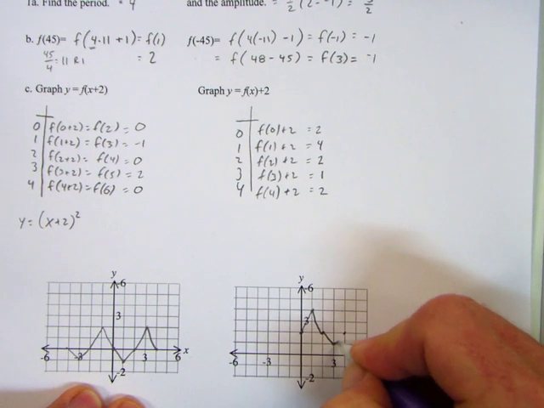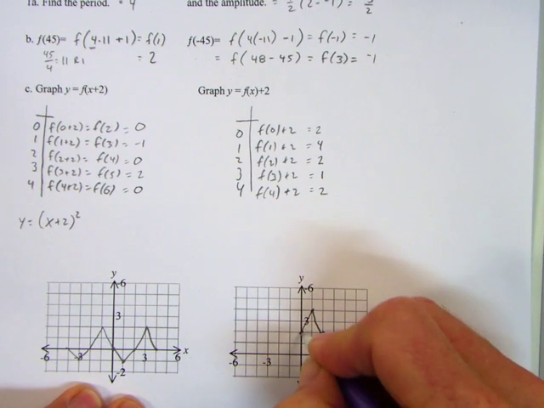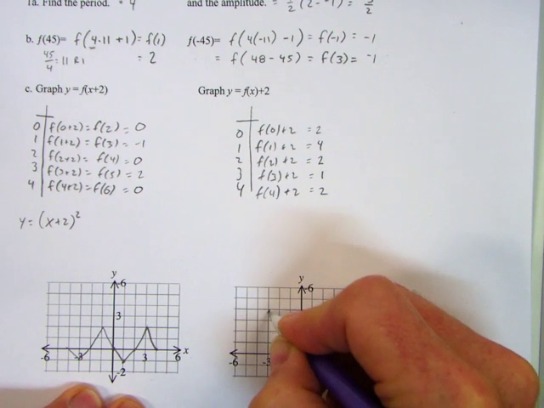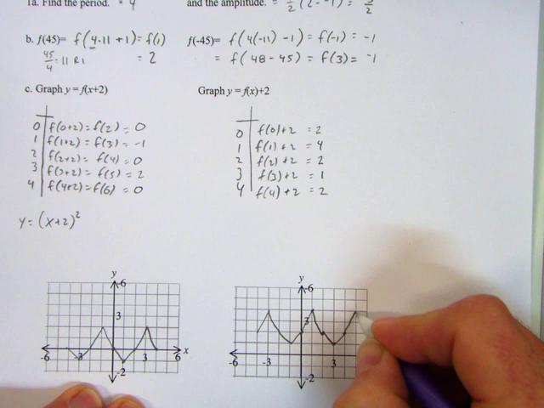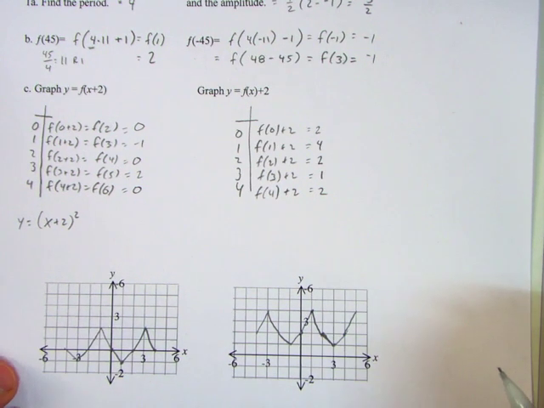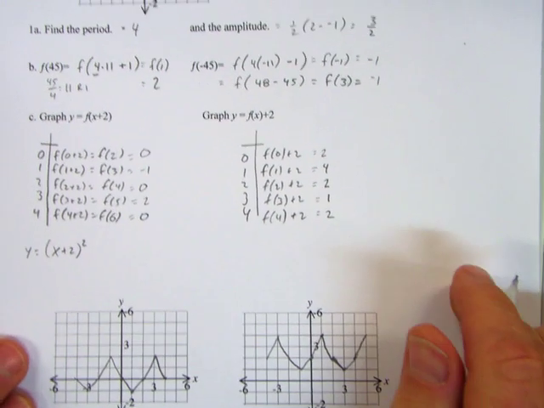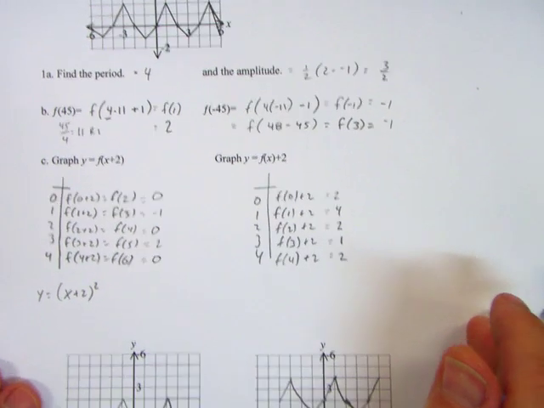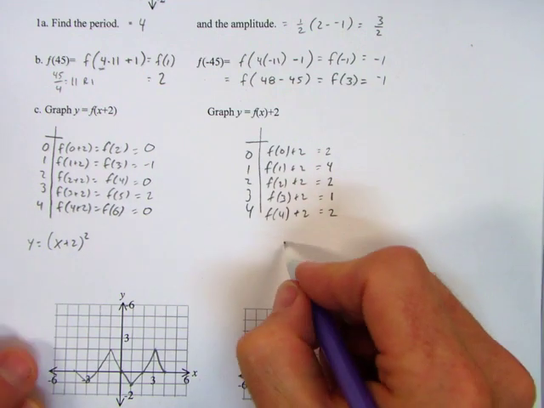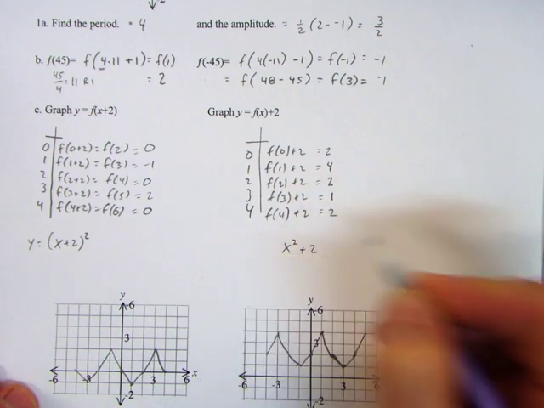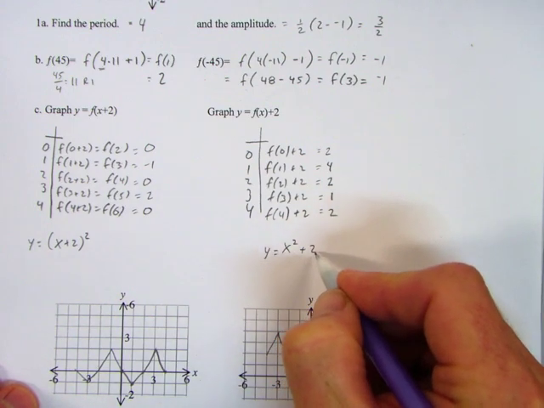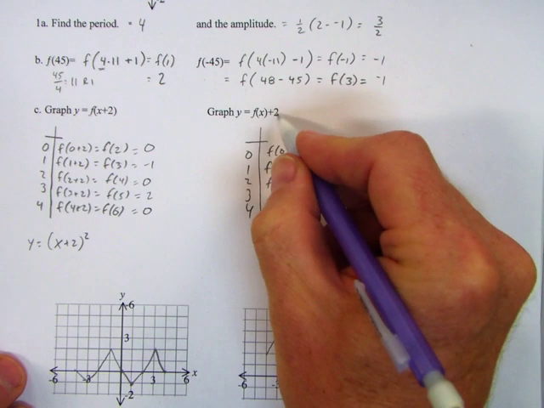What happened to the original graph to get this one? And since it's periodic, we're just going to keep on going. A little bit off there, but that's okay. What happened to this graph? We took the whole graph and it was moved 2 units up. If we think about this graph, what does that do to the graph? It takes my x squared graph and it moves it up 2. That's what's happening to this.